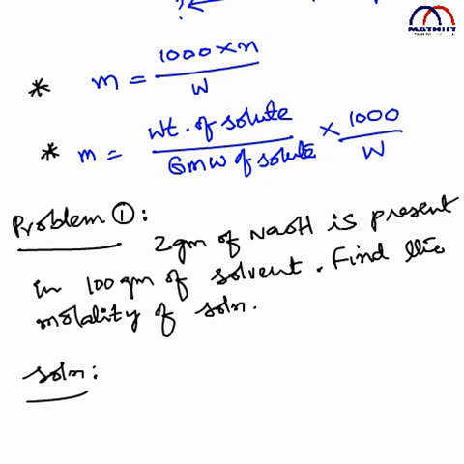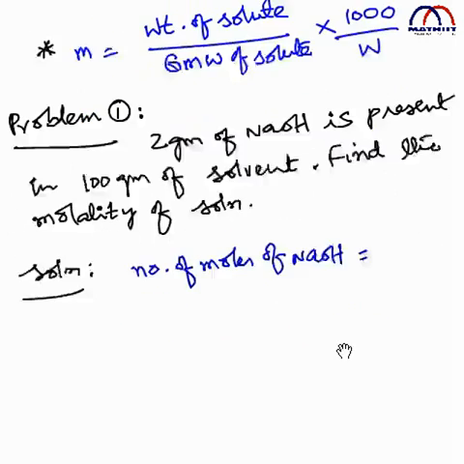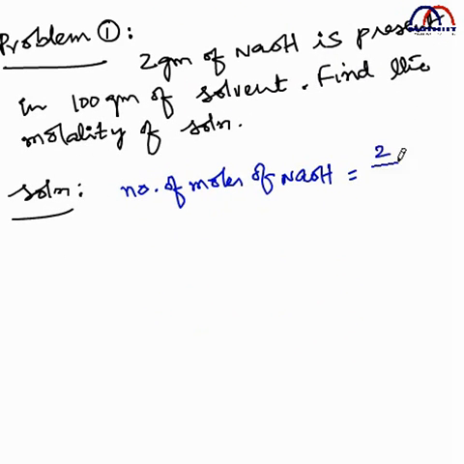Let us see. Here 2 grams of sodium hydroxide is given. Find out the number of moles of sodium hydroxide. How do you get the number of moles? The weight given to us is 2 grams, its molecular weight is 40. Then it is equal to 1 by 20. 1 by 20 is equal to 0.05 moles. This many moles of sodium hydroxide are present.